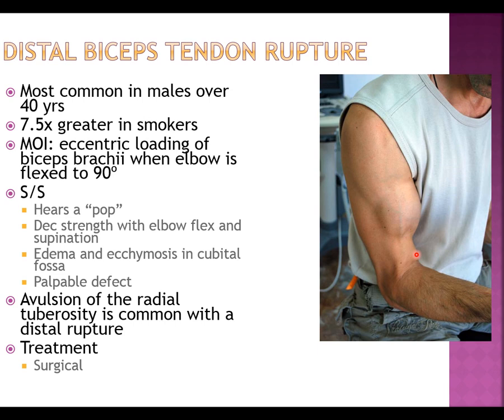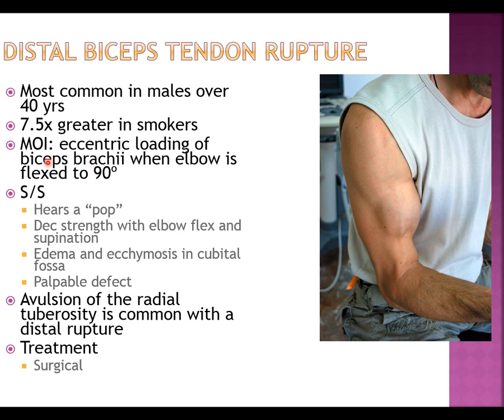Most common in males over 40 years old. That's who we tend to see in this population. They're just more susceptible. It can happen in normal athletics, and it can happen a lot in weight training or very heavy lifting. But what you see more is just the recreational male over 40 years old. The risk is 7.5 times greater in smokers. Smokers tend to have more problems with tendons, which makes them a little bit weaker.